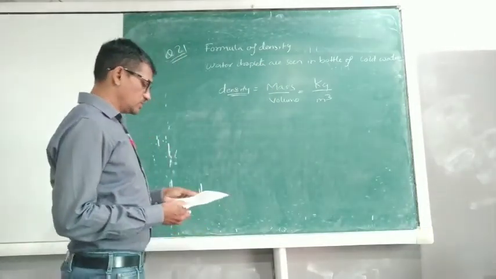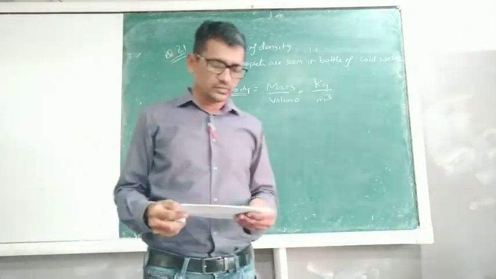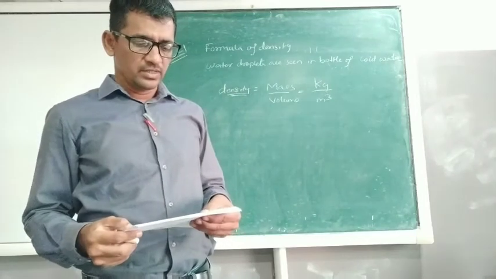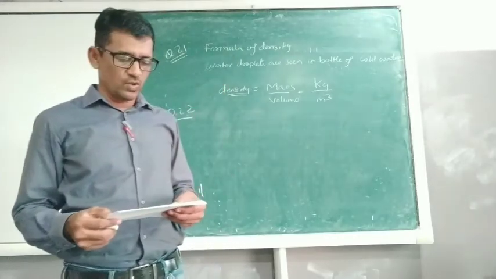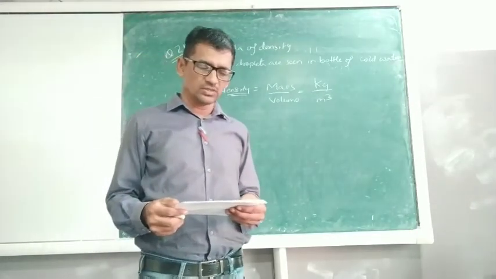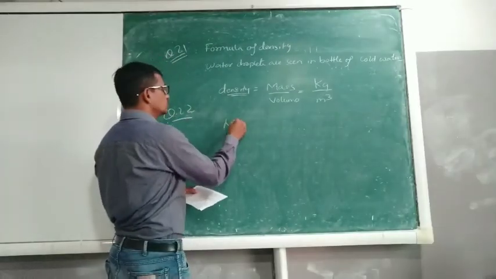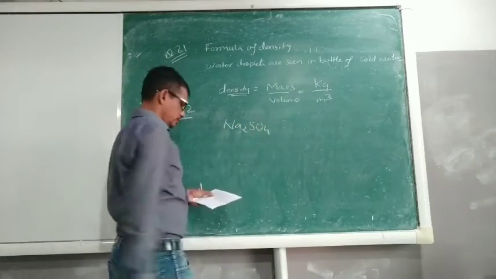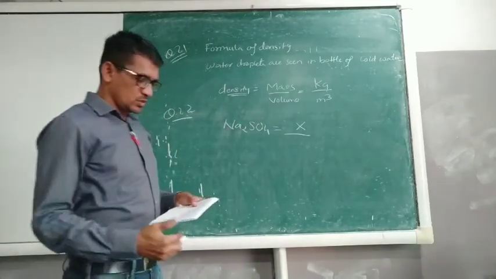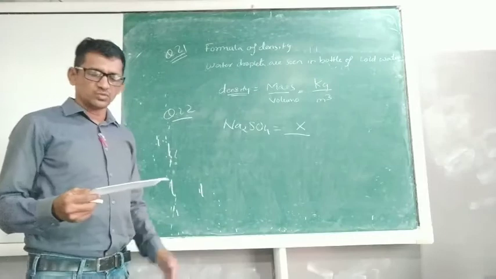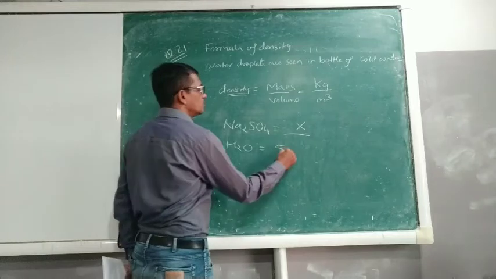Next question is related with a sum. Question number 22. I am reading the question. A solution of sodium sulfate in 500 grams of water has mass percentage 12. Then calculate the mass of sodium sulfate. So here we discuss sodium sulfate, Na2SO4. This you have to find. Suppose it is equal to x, is made in 500 grams of water. Water is equal to 500 grams.